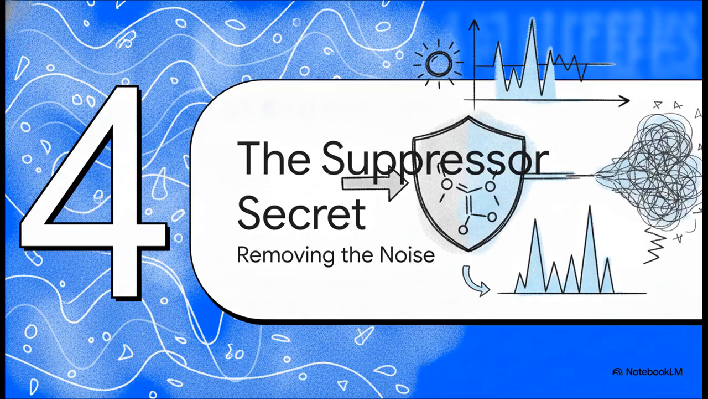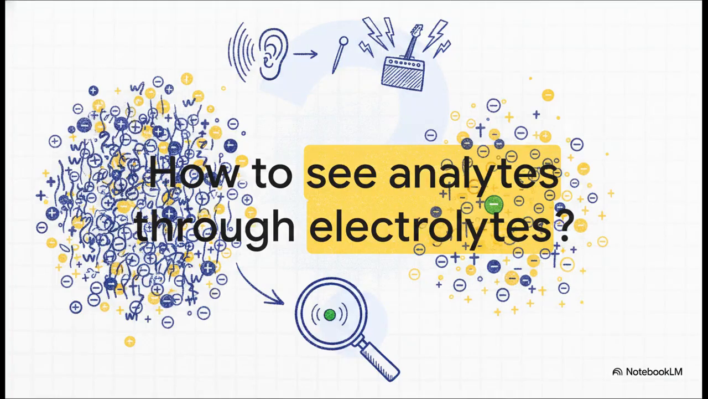Section 4. The suppressor secret, removing the noise. Now, think back to what we just covered. The mobile phase has to be highly ionic to force the sample ions to swap seats, right? But our detector measures electrical conductivity.